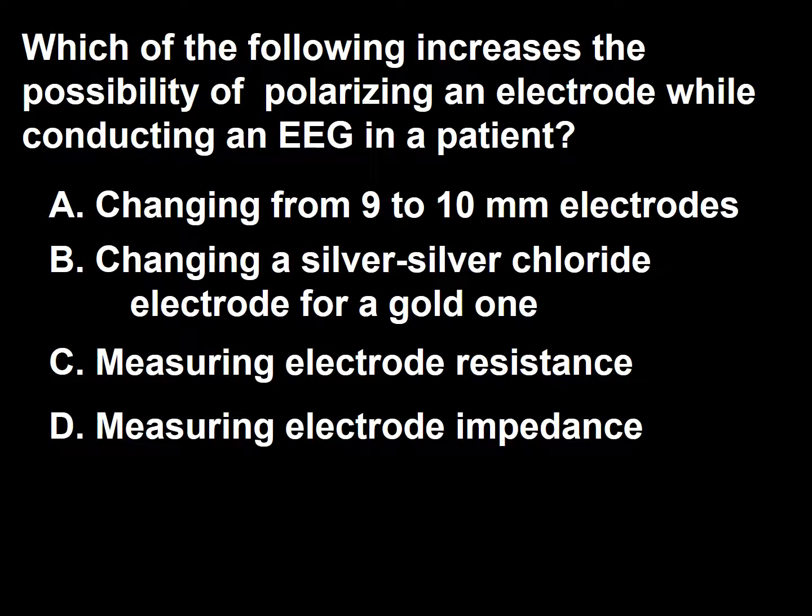Next question. Which of the following increases the possibility of polarizing an electrode while conducting an EEG in a patient? A, changing from 9 to 10 millimeter electrodes. B, changing a silver chloride electrode for a gold one. C, measuring electrode resistance. D, measuring electrode impedance.